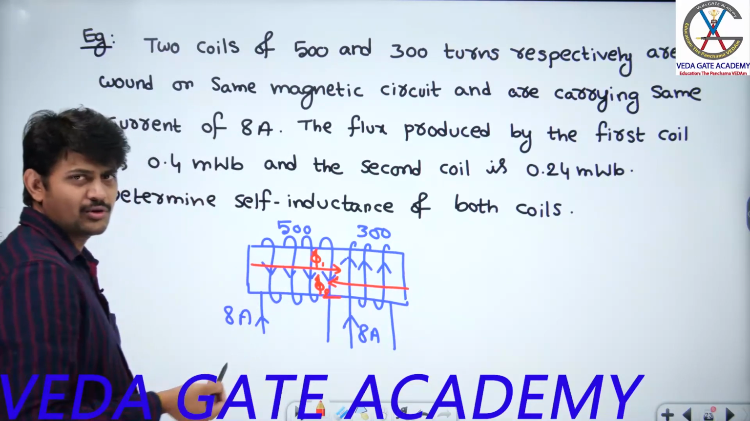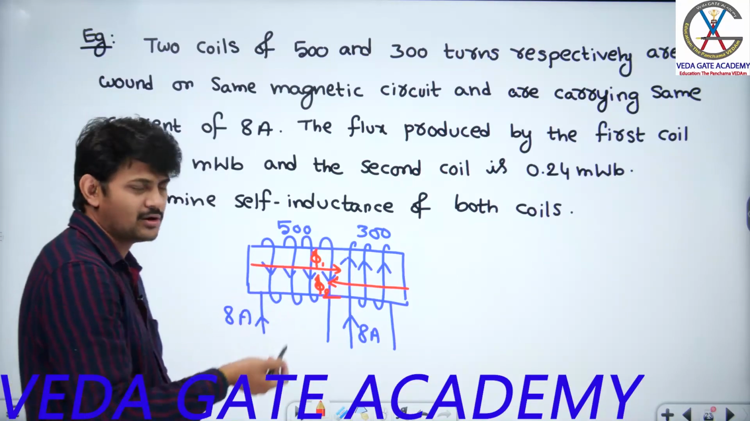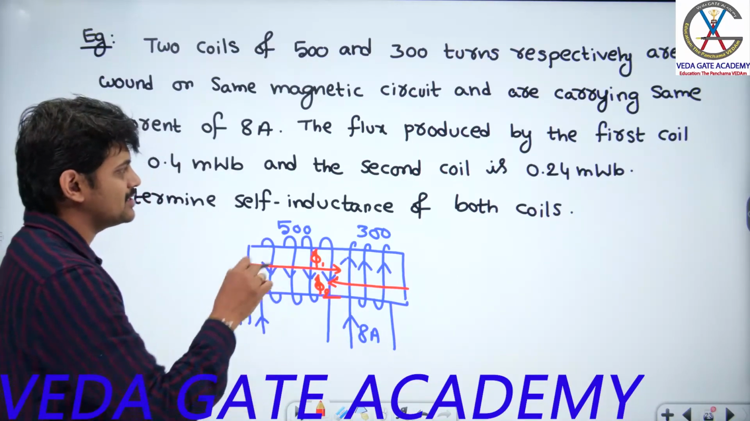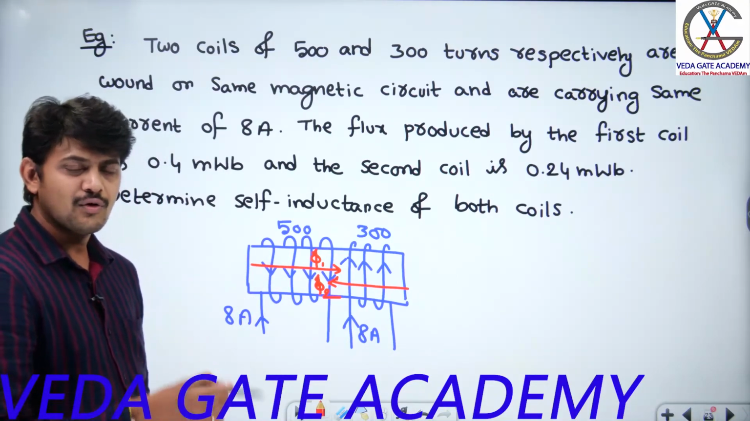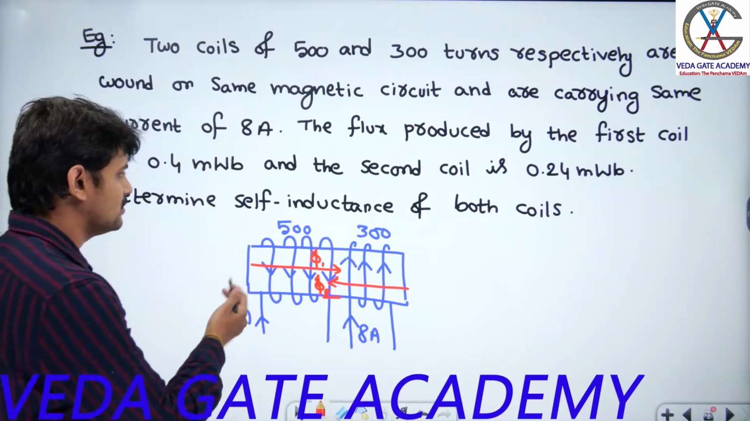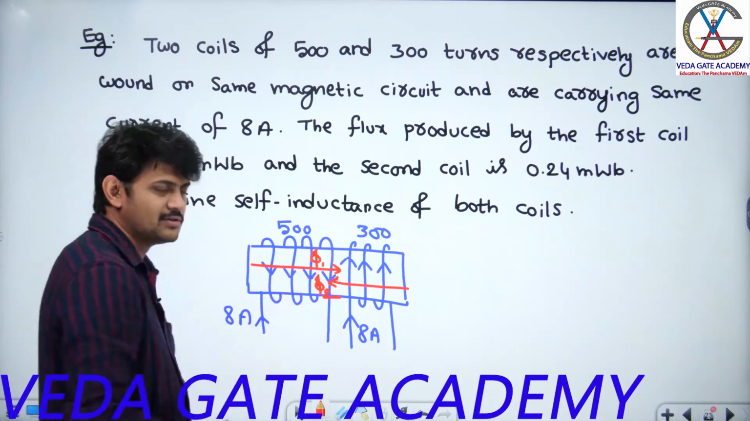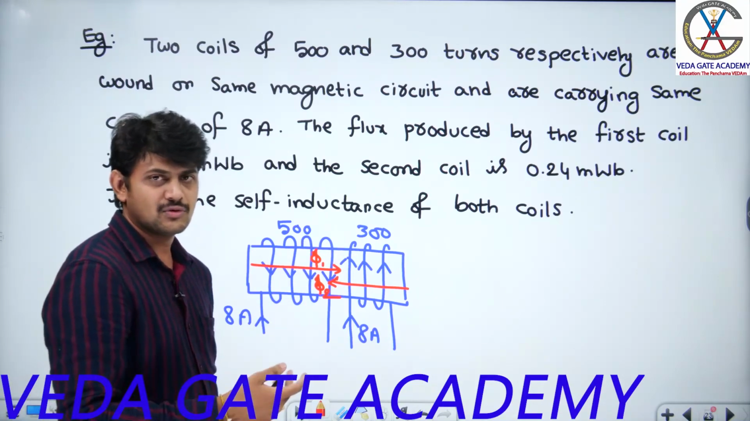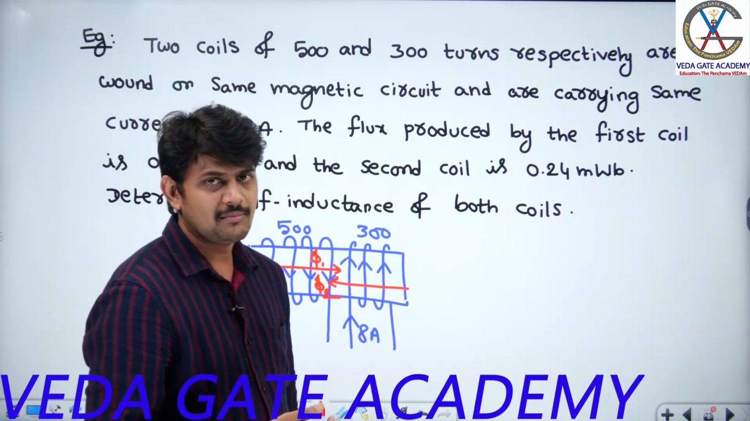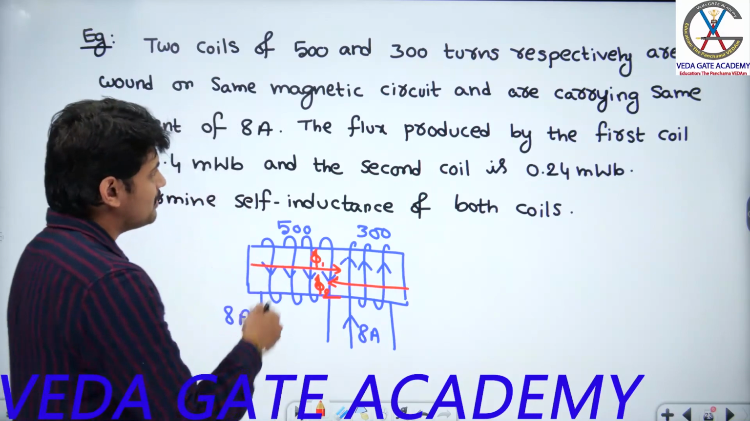Forget about how much flux is linking with both the coils. If they are asking about mutual inductance or coefficient of coupling, in that case we need to think about how much of the flux of the first coil is linking with the second coil and so on. Anyway, you have studied those in network theory, magnetically coupled circuits. Let me come back to the question.